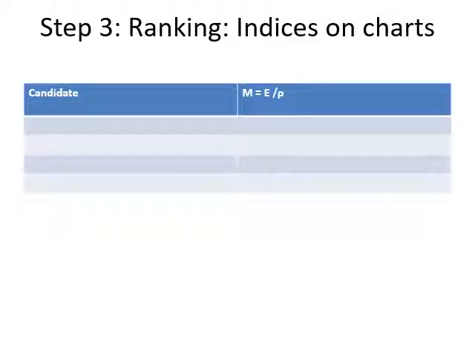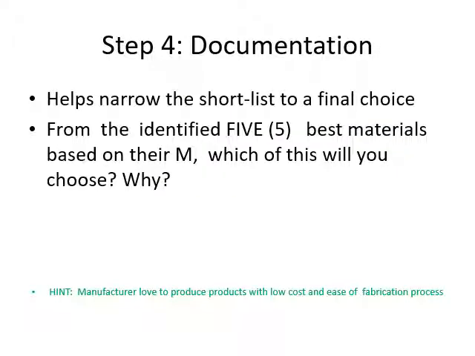So the last step for the selection of the material is the ranking. So you just put the index on the charts, and then you need to put the documentation. Shortly, find the choice of material, which is to identify the 5 best materials. Of course, you have a lot of materials that you can choose from in the software. So based on their material performance index M, which of these will you choose, and you just need to put your justification why.